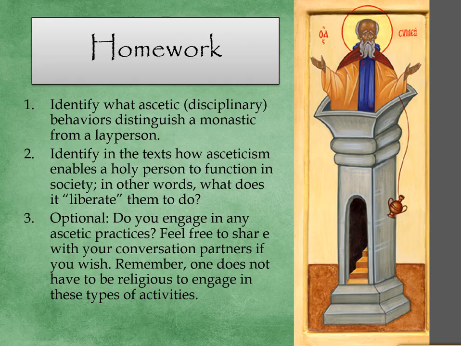So the homework questions that I asked you to do for this lesson on these two important and unique saints is to identify what ascetic behaviors distinguish a monastic individual from a layperson, to identify in the texts how asceticism enables a holy person to function. In other words, what does Simeon's climbing up a pillar liberate him to do? What does Pelagia's renunciation of her garments liberate her to do?